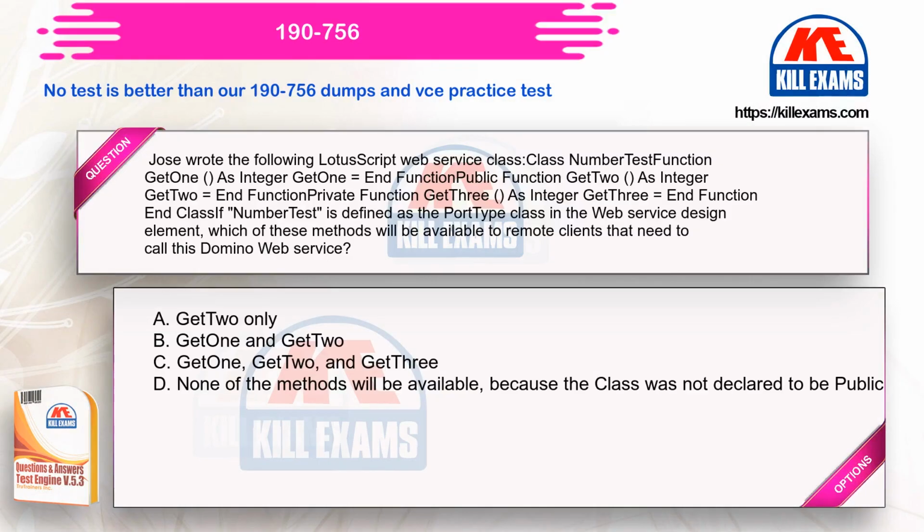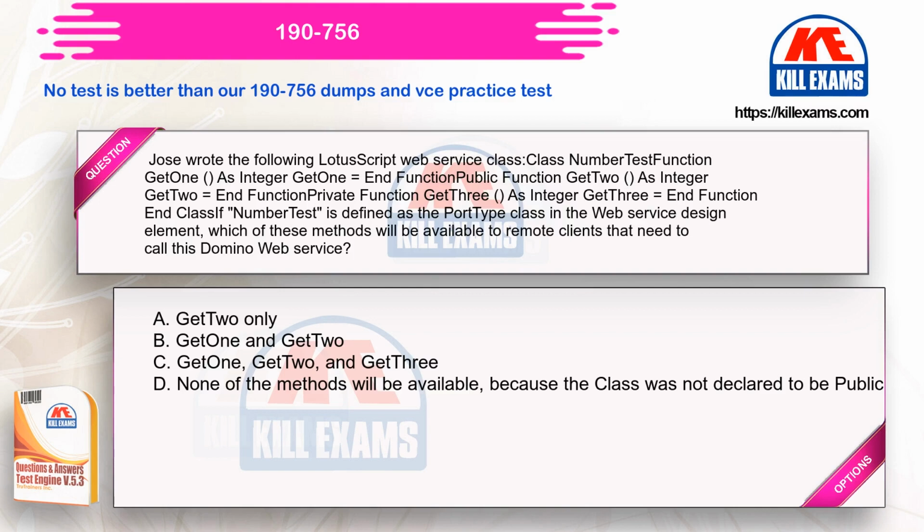Jose wrote the following LotusScript web service class: NumberTest. Public function get1 as integer, get1 equals n. Function get2 as integer, get2 equals n. Private function get3 as integer, get3 equals n. End function and end class. If NumberTest is defined as the port type class in the web service design element, which of these methods will be available to remote clients that need to call this Domino web service?